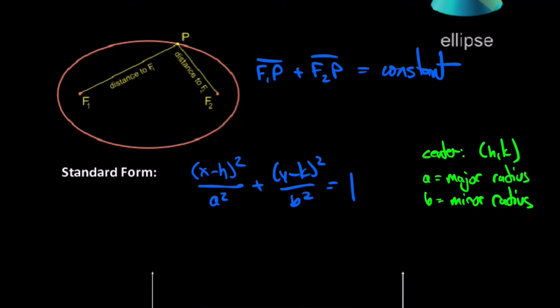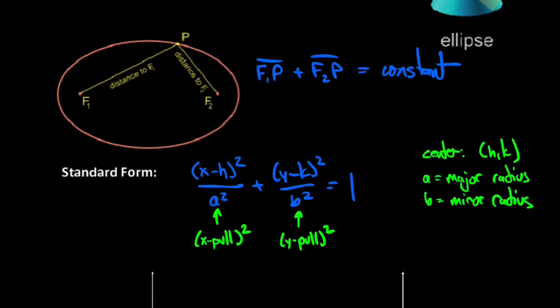Now here's where it gets a little confusing. A is not always under the x. That could be the b. The minor radius could be on the x-axis or horizontal. But what this always represents is what we call the x pull squared. And that's how far you go from the center to the end of that axis. And this is what we call the y pull squared.